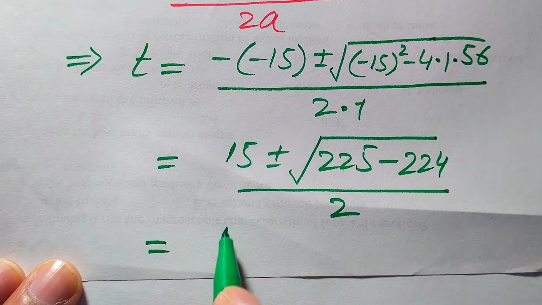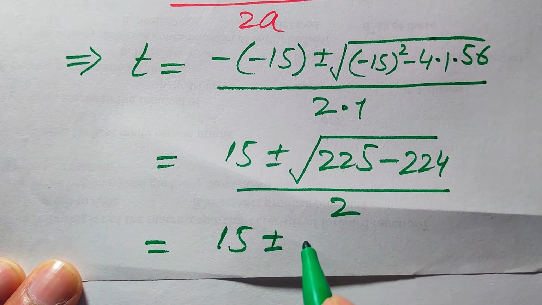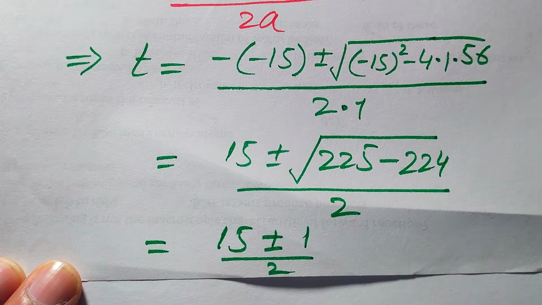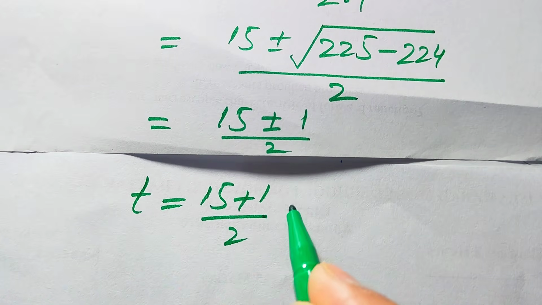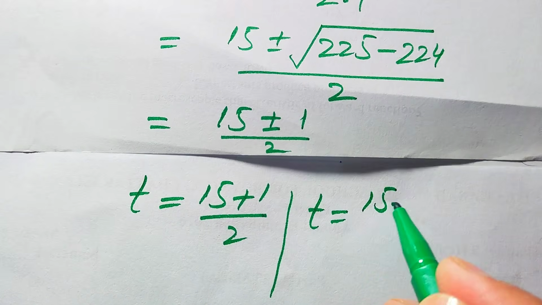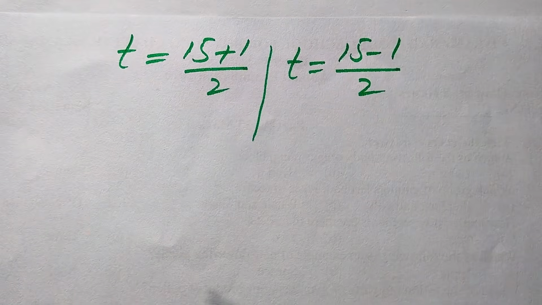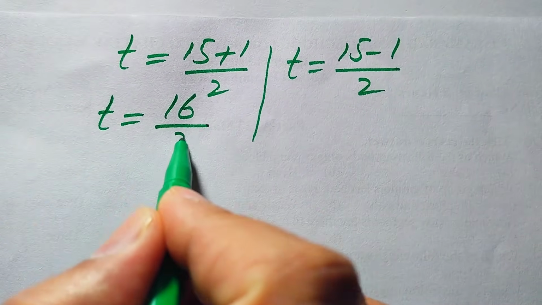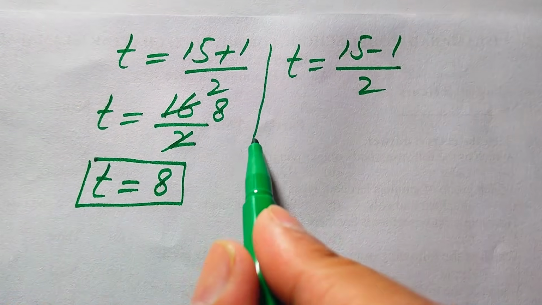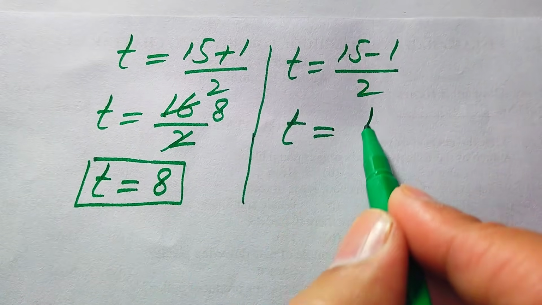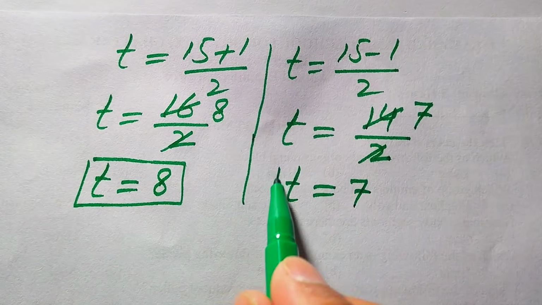Now we have 15 plus minus the square root of 225 minus 224, which becomes 1, and the square root of 1 is also 1, divided by 2. In the next step, we break this value as t equals 15 plus 1 divided by 2, and on this side we choose the negative value, it is 15 minus 1 divided by 2. So from here we obtain two values of t. We have t equals 16 over 2, and you know that 2 eights are 16, so we get the value of t equal to 8. In the same pattern, we obtain t equals 14 divided by 2, and you know that 2 times 7 becomes 14, and we get the value of t equal to 7.